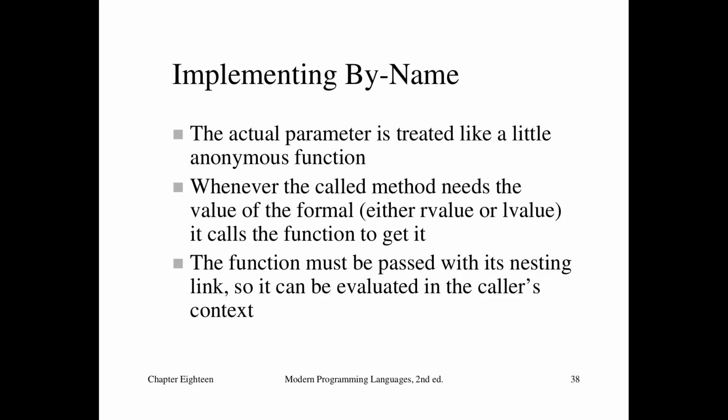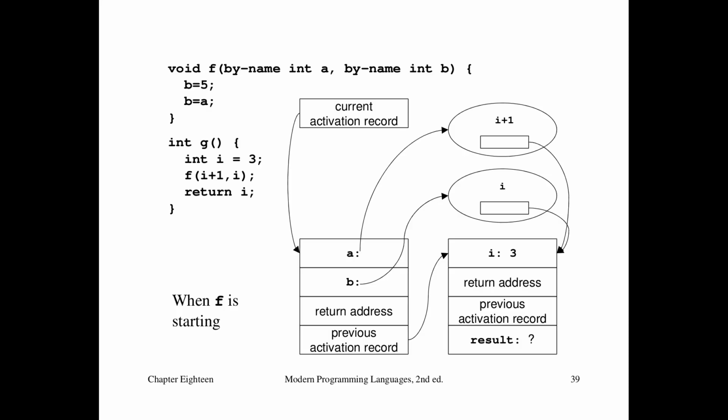So whenever the called method needs the value of the formal parameter, either the R value or L value, it calls the function to get it, right? So the function must be passed with its nesting links so that it can be evaluated in the caller's context. Essentially what we see here is a function f that takes in by name A and by name B, which then assigns to B the value of 5 and assigns to B again the value of A. Then we have G, where we say I equals 3, and then we provide the values to the function f: I plus 1 and I.